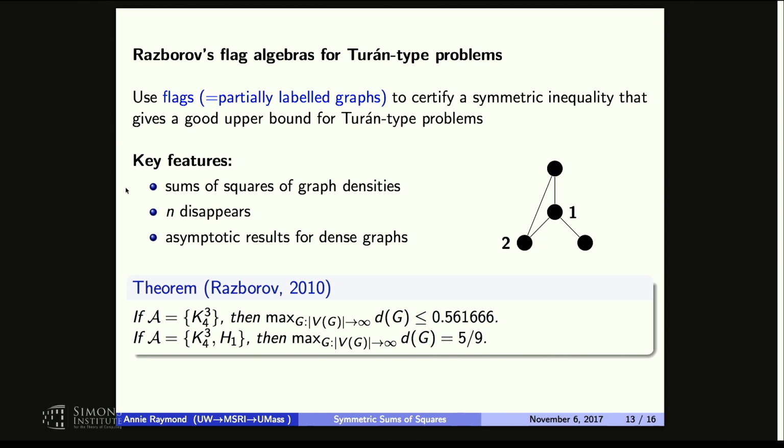The key feature there is that he gets sums of squares, but they're sums of squares of graph densities, not of polynomials. And because of that, n disappears, right? So this whole n being big or going to infinity business, that's problematic, the problem disappears altogether. But that also means that he can only obtain asymptotic results and nothing else. And he can only do it for dense graphs because there's this error of order 1 over n that comes in. So that can eat up the optimal solution if you don't have a dense graph. And he was very successful for hypergraphs, and some of the best results that we have are due to him.